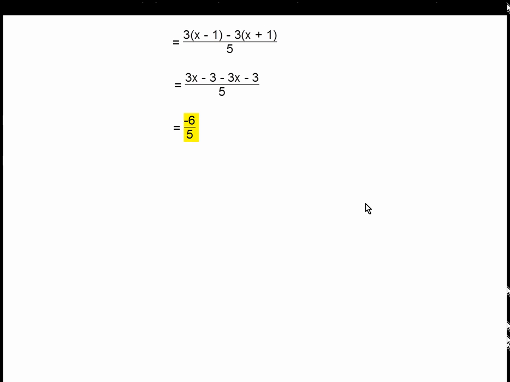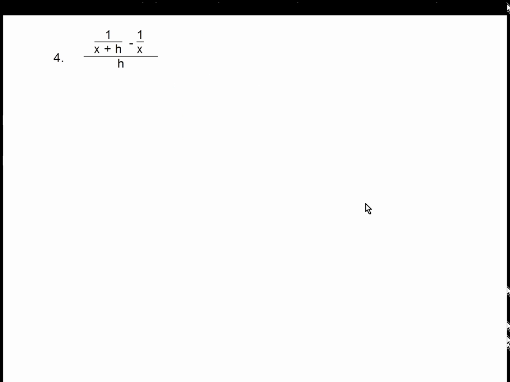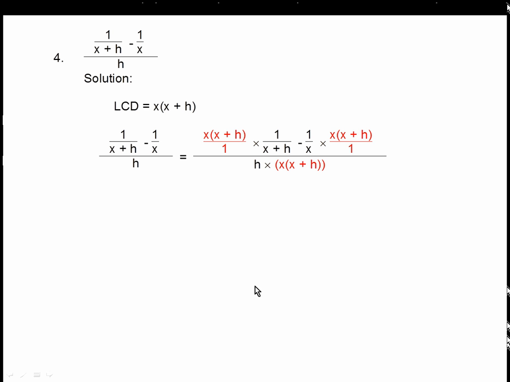Let's take a look at one more. I've got 1 over x plus h minus 1 over x all over h. Remember, this denominator is really h over 1. So my LCD, each one of these denominators is factored. X plus h is factored, x is factored. My LCD is x times x plus h. So I'm going to multiply each one of these 3 individual fractions by x times x plus h, technically over 1. Now, I didn't write this one over 1 because that guy is technically over 1 as well.